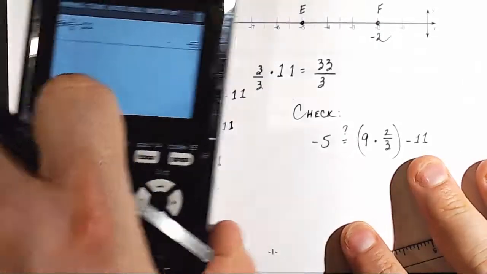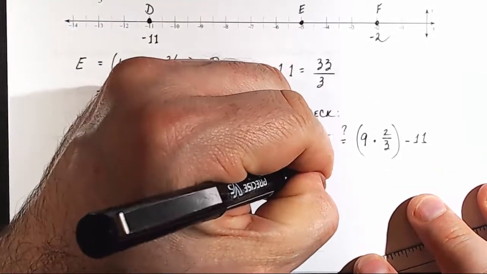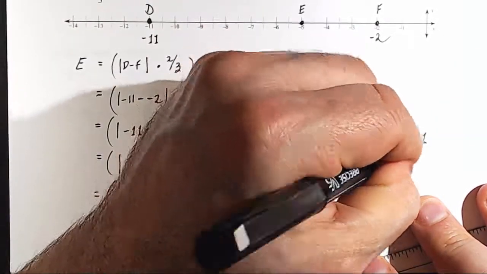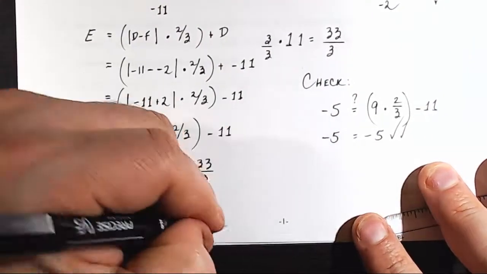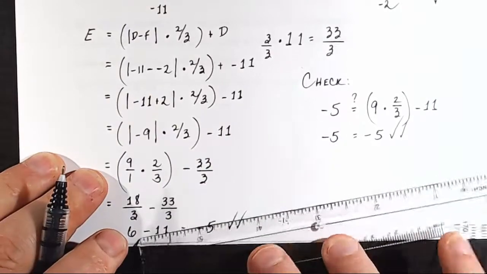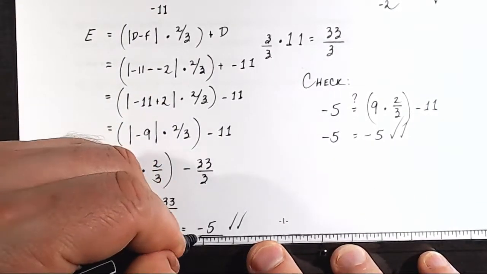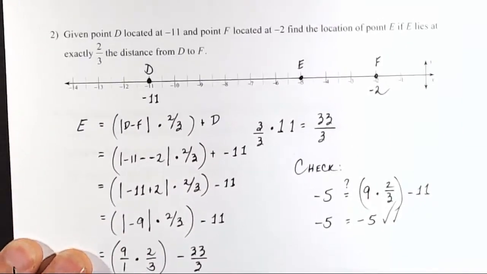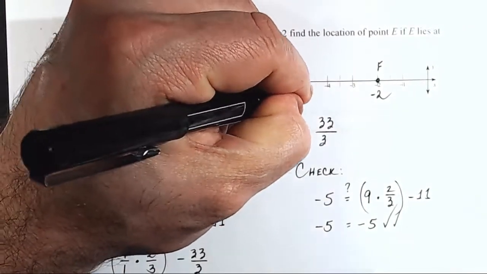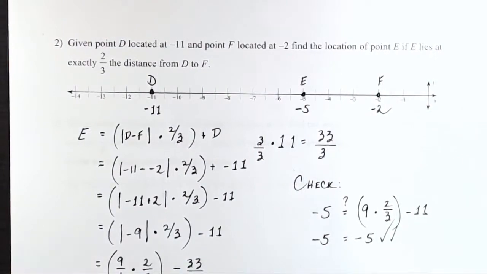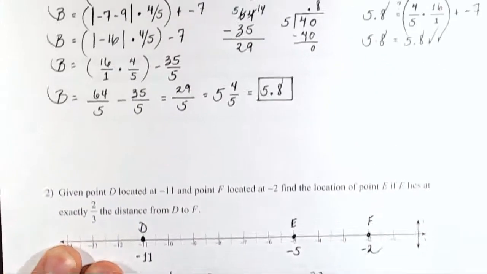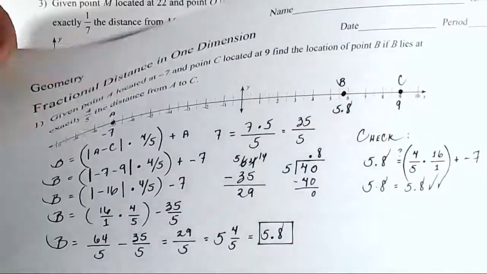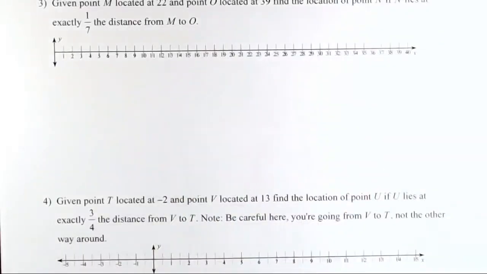Bingo! Negative 5. I love it. What a beautiful confirmation that we're doing this right. Negative 5 is equal to negative 5. Check, check. And that means this is right. So we'll go ahead and put this guy in a little box. And we have point E. Fantastic. That's number 2. See, these aren't that hard. You know, once you get the hang of what you're doing, it's not that hard.